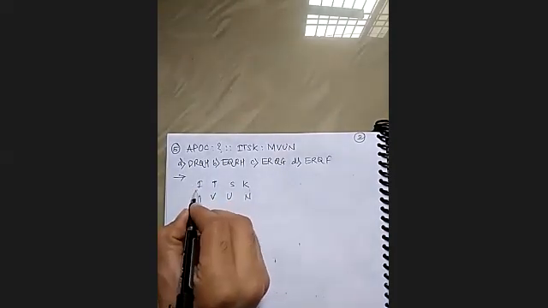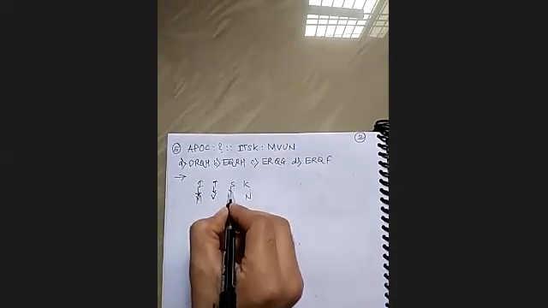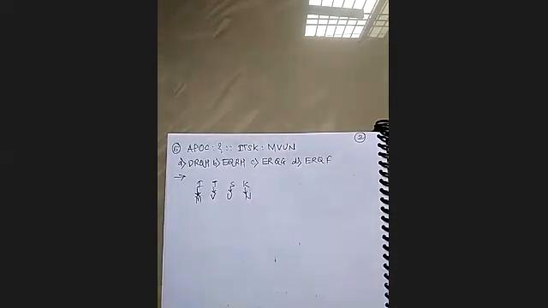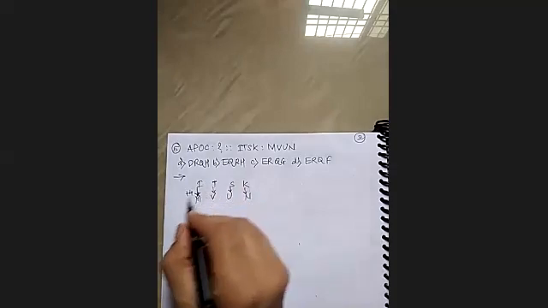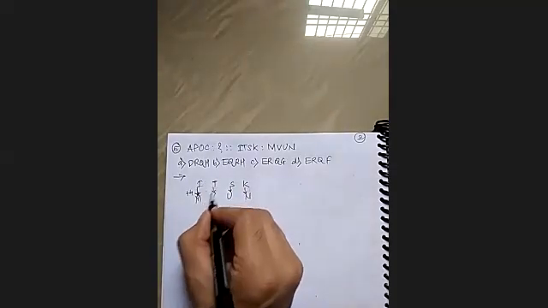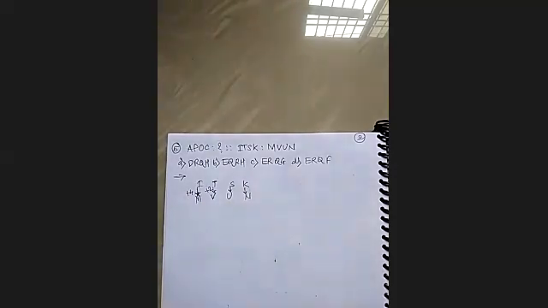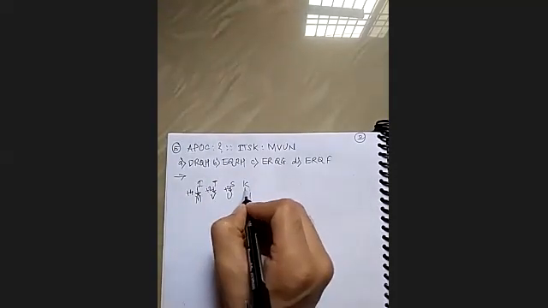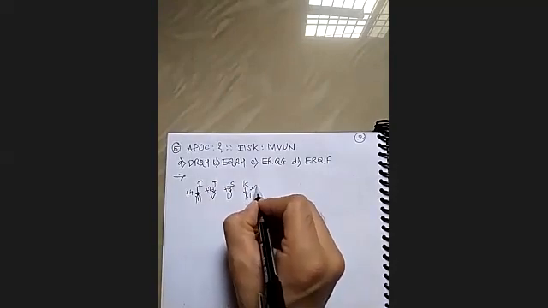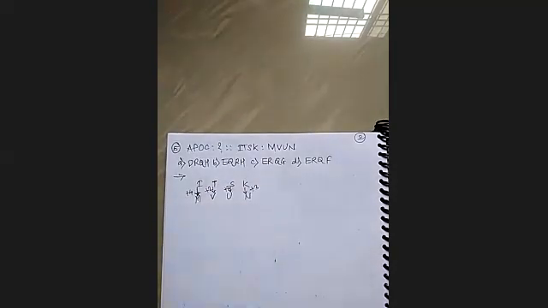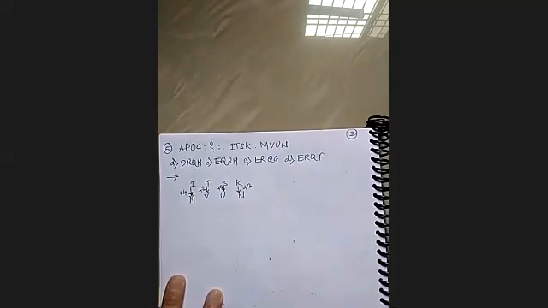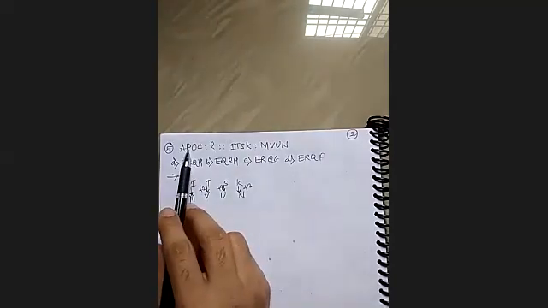Now, what is the relationship between I and M, T and V, S and U, K and N? So I plus 4, J, K, L, and then M is the fourth one. T plus 2 will be V, S plus 2 is U, and K plus 3 is N, and therefore now you have to find out this particular one.